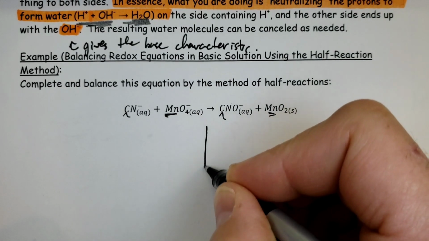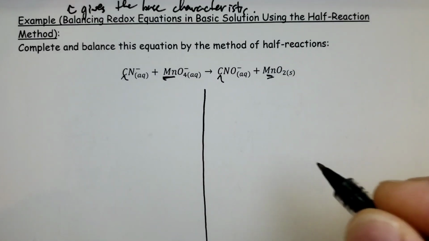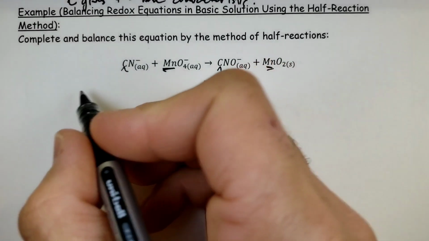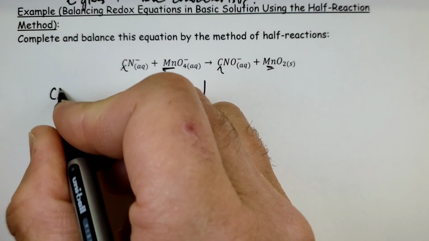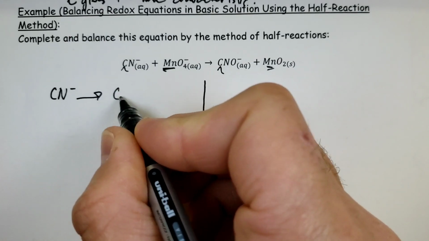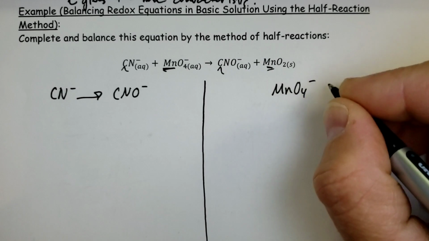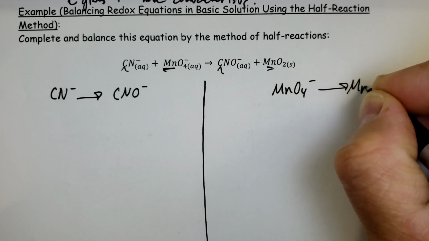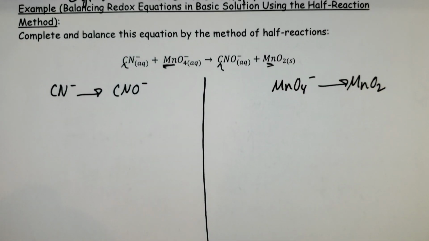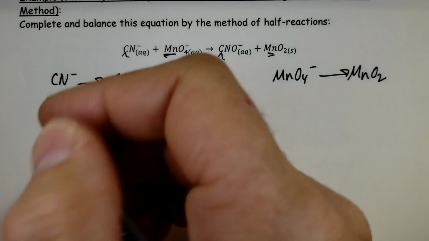So hopefully I left enough room here. Maybe just write a little bit smaller than you usually would, just to ensure that we have enough room. So CN negative going to CNO negative, and MnO4 going to MnO2. Okay, so we'll look at that. We'll just do exactly what we did before.